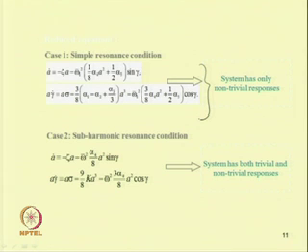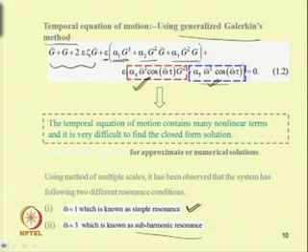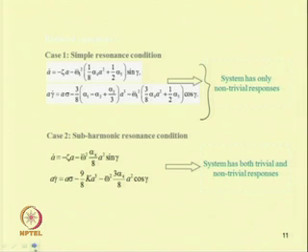In this case, one can observe that the system has only non-trivial response. The trivial state is not present in this case. Similarly, in case of subharmonic resonance condition, that means omega bar equal to 3, where omega bar is omega, the external frequency of excitation, divided by the first mode frequency.